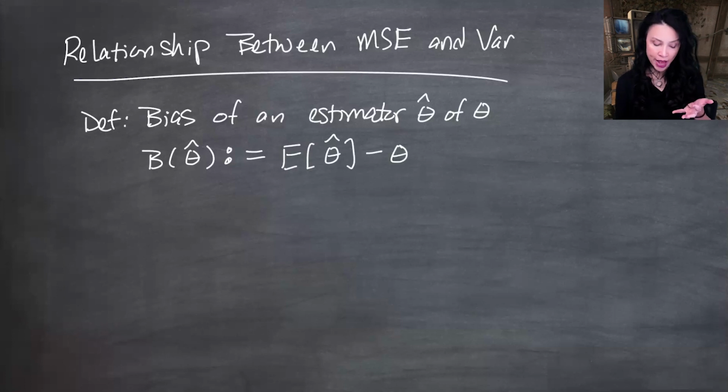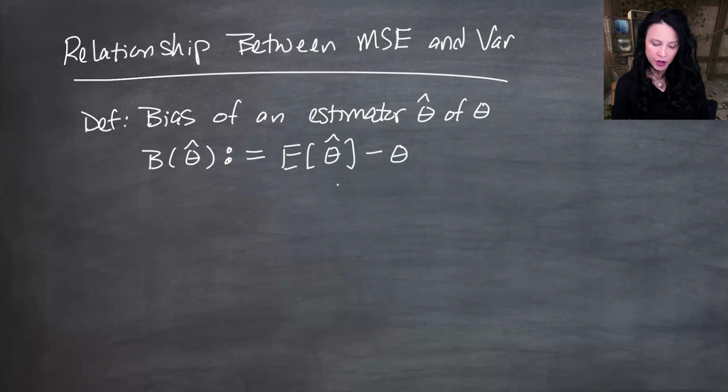So theta hat is a random variable, but when you take the expected value, you do get a real number, and this is a real number. So this whole thing is just a number. If it's positive, you have some kind of positive bias, saying on average your estimator is coming out above the true theta. And a negative bias means on average your estimator is coming out below the true theta. But this is how we define bias.